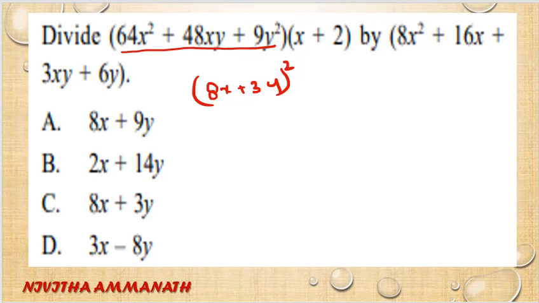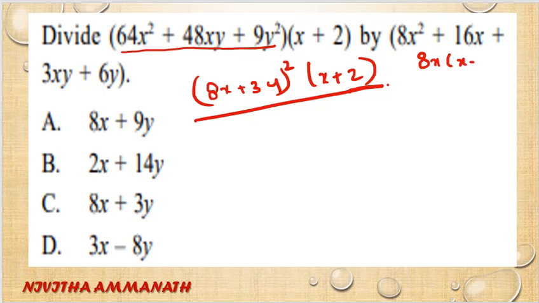8x whole square, that is 64x². Then 2 into 8 into 3, that is 48xy, plus 9y². So we write like this, into (x + 2) divided by 8x² + 16x, which is the same as 8x into (x + 2). And this is the same as 3y into (x + 2). So we write this as (x + 2) into (8x + 3y).